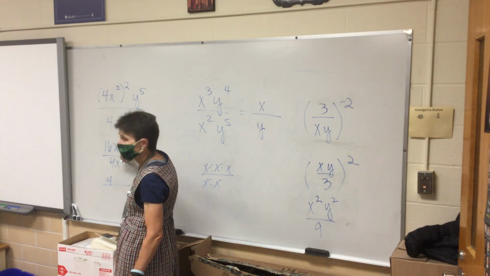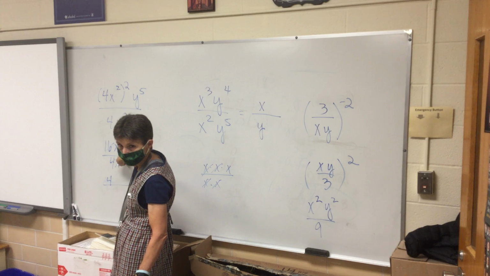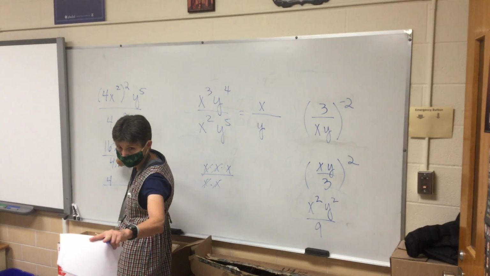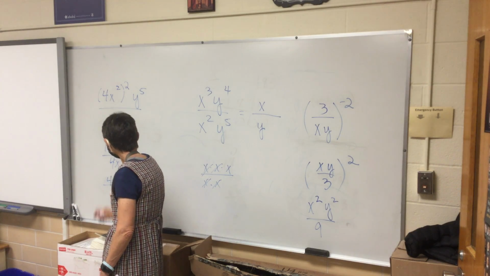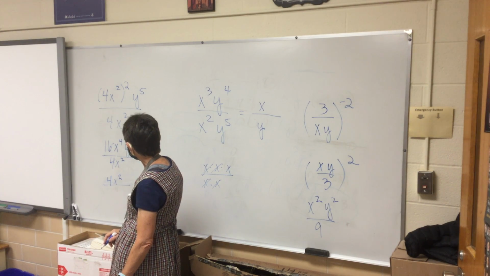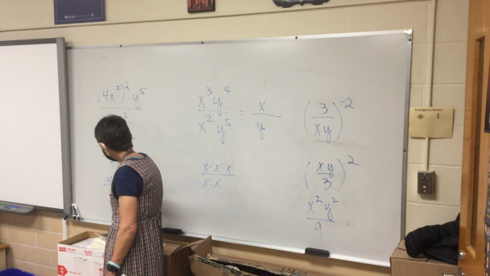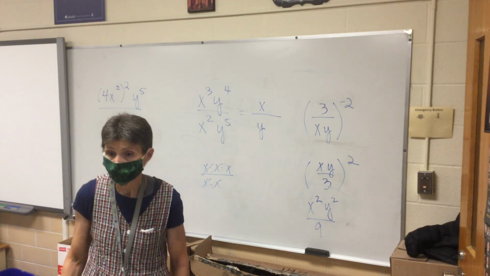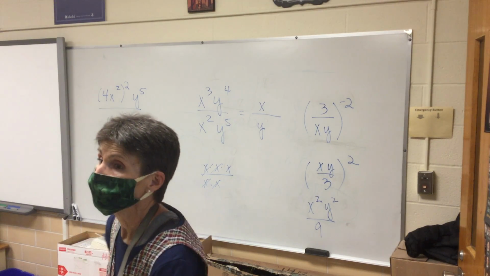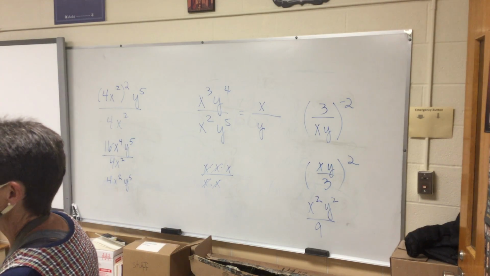Now I got an x to the 4th over an x squared. So that leaves me with 2 extras on the top. And I guess y to the 5th. And I don't really need that line because I don't have anything in the bottom anymore. It's just 4x squared y to the 5th. Now you need to ask if you got a question about that.